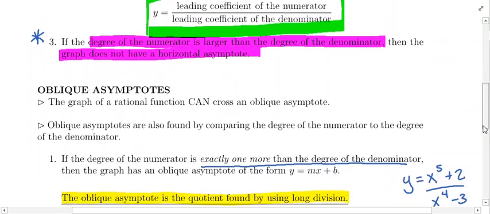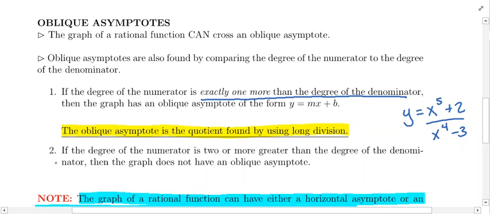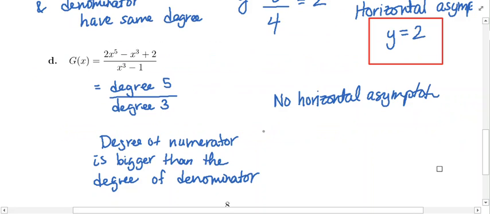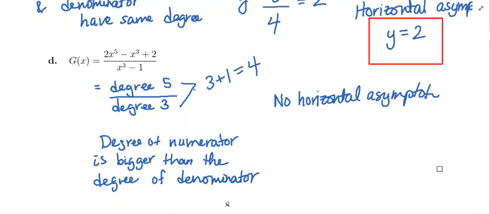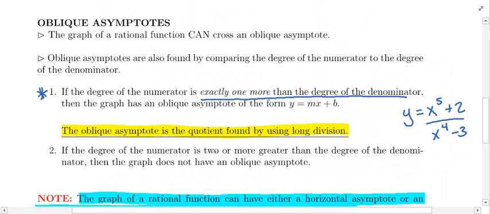If we go to the rules for oblique asymptotes, here is the situation in which you have an oblique asymptote, in number 1. If the degree of the numerator is exactly 1 more than the degree of the denominator, you're going to have an oblique asymptote. That is not what we have here. If you take the degree of the bottom and add 1, you get 4. So if the numerator had been degree 4, you would have had an oblique asymptote. But according to the second statement, if the degree of the numerator is 2 or more bigger than the degree of the bottom, then the graph's not going to have an oblique asymptote.